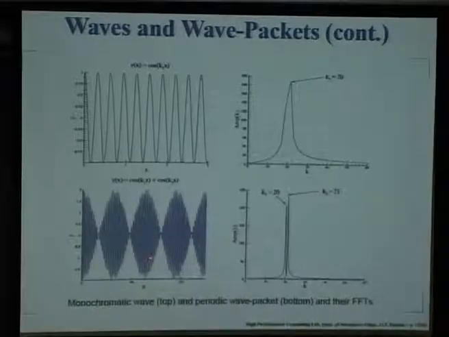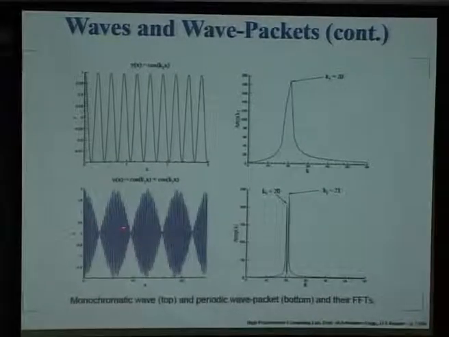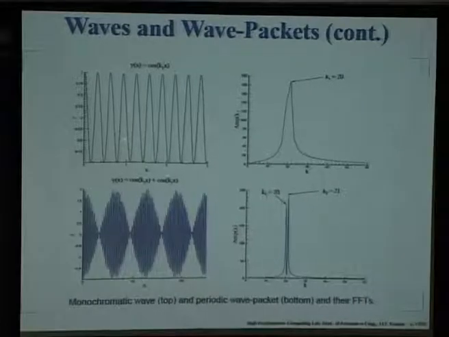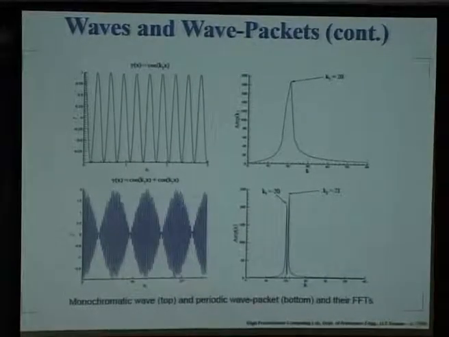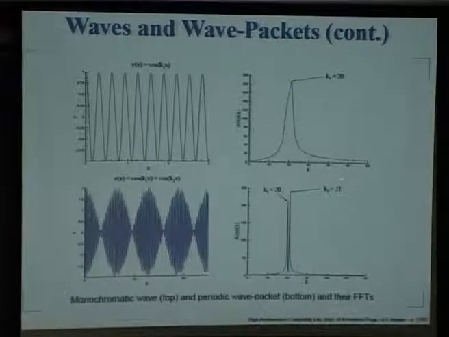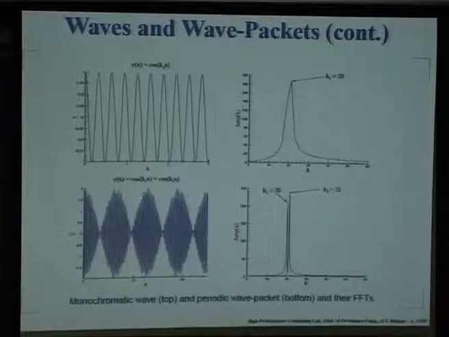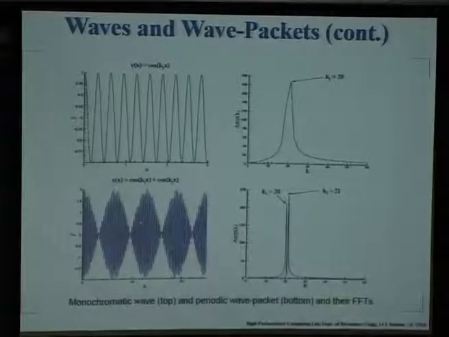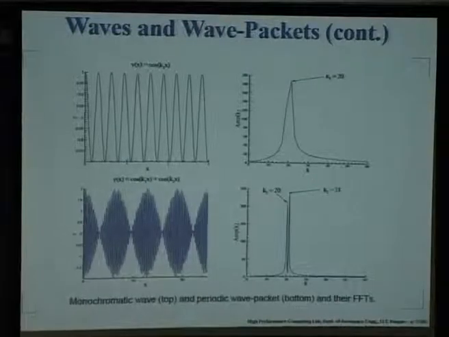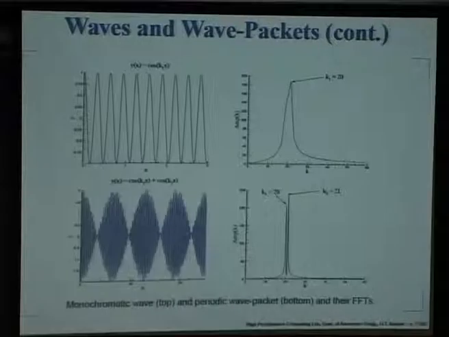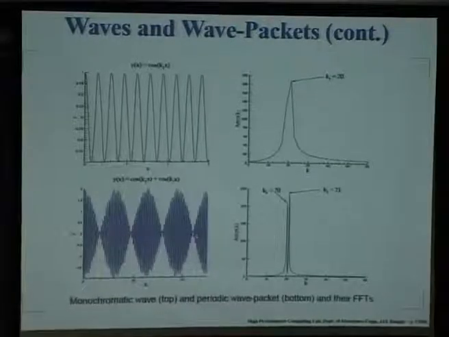Embedded inside each packet you have a harmonic variation characterized by a wave number of 20.5. Those are the rapid variations inside, and the amplitude envelope is given by a wave number 1, the difference between k1 and k2. So this is what you would see.